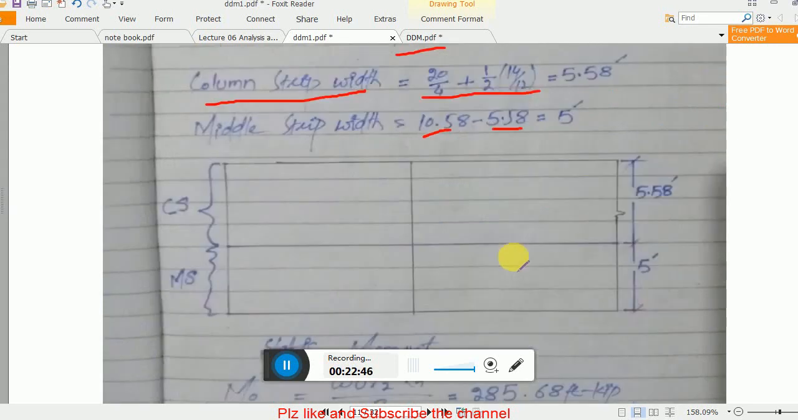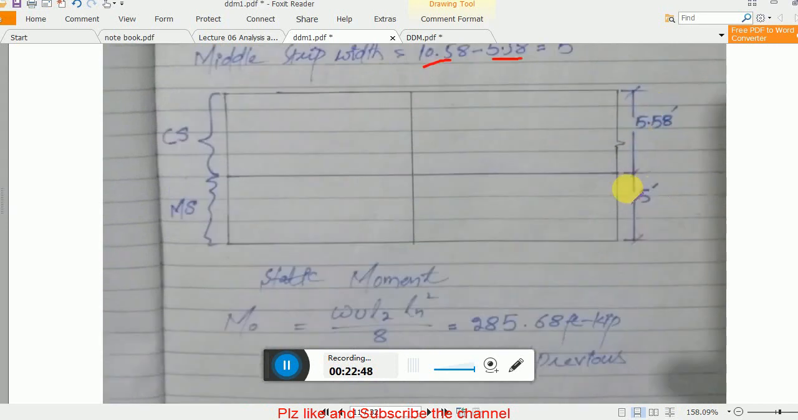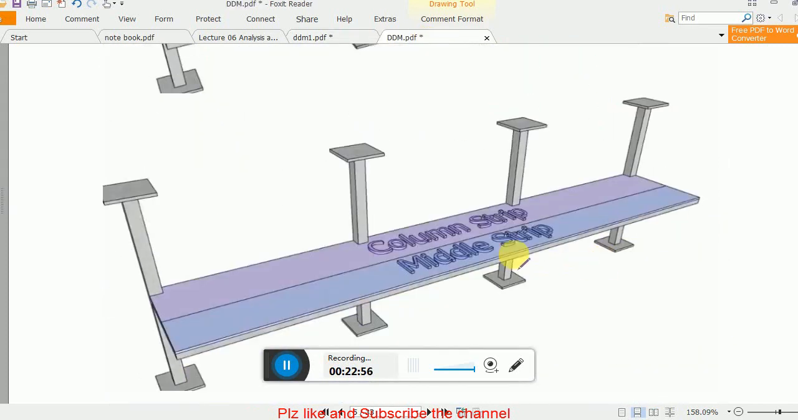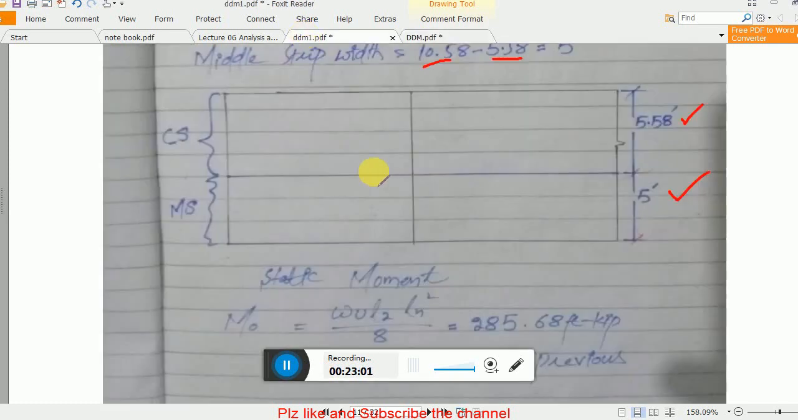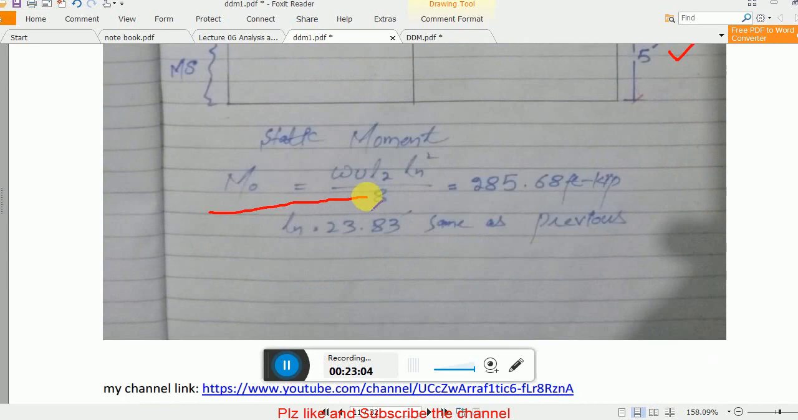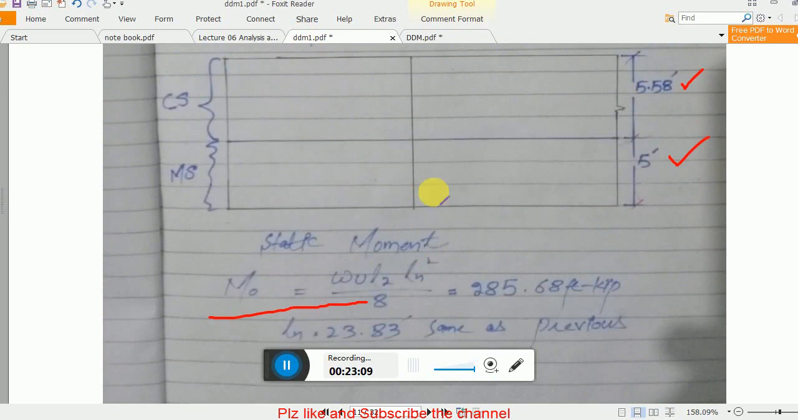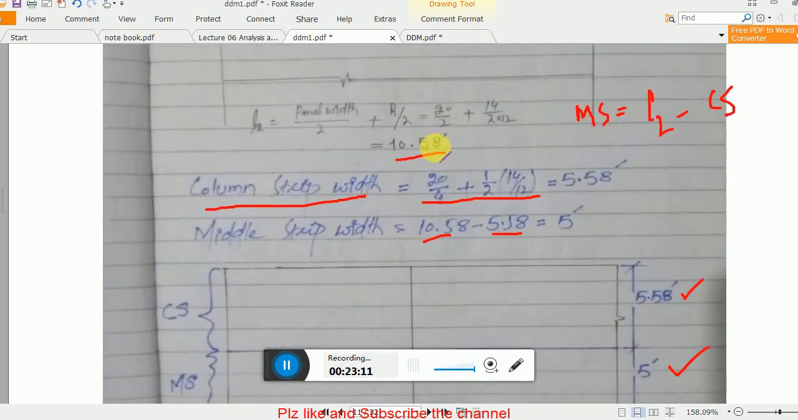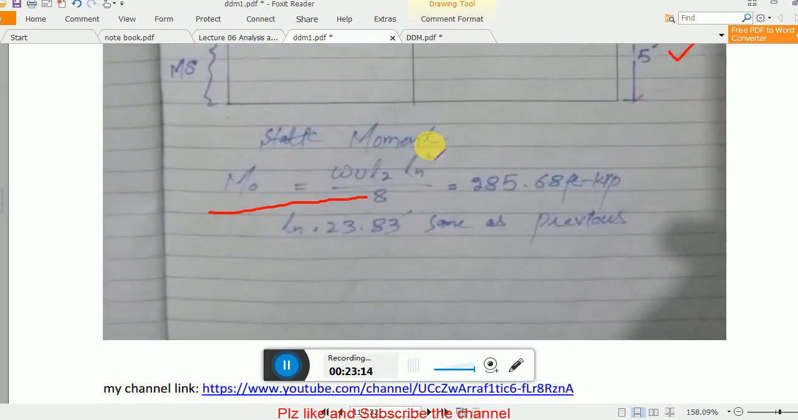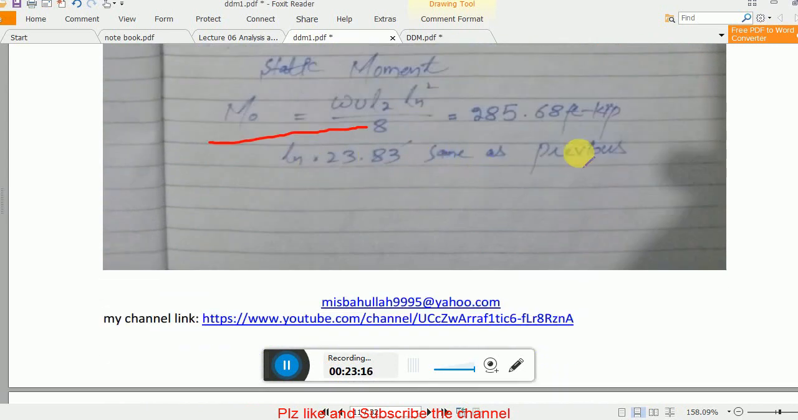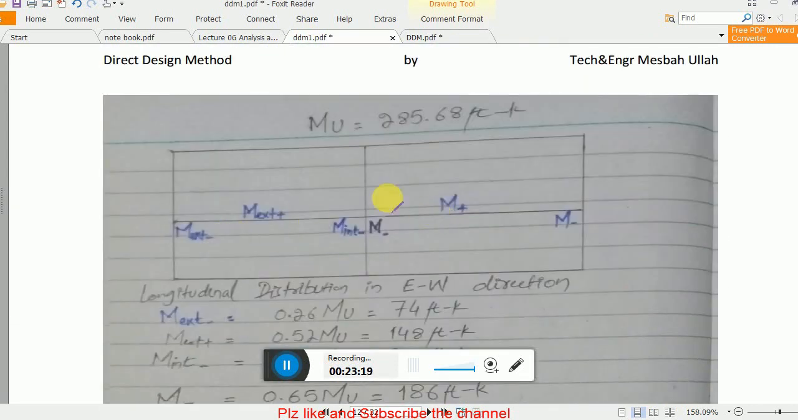Remember, I write down here, this is my column strip width and this is my middle strip width, and the only difference is that there is only one side column strip and middle strip, no half middle strip and half column strip. The rest of the calculation is the same: Wu, L2, ln squared, all the values are the same. L2 is different, because this is 10.58, in that case that is 20 feet, and ln is the same as previous. And you have to find out, this is now your M0.